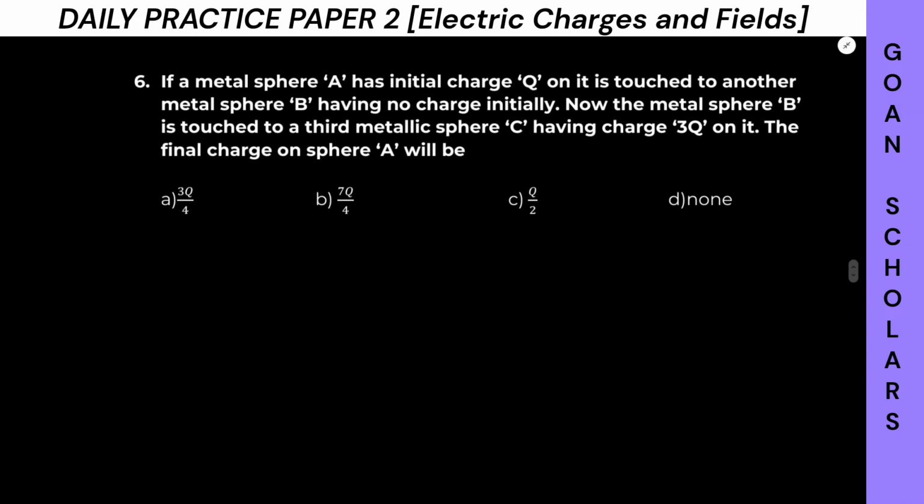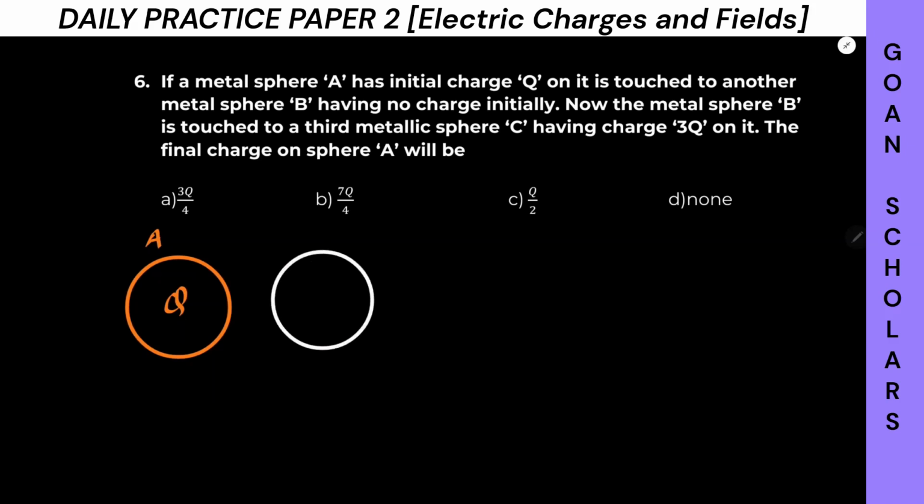If a metal sphere A, so let's draw a metal sphere. Initially this is our metal sphere, let's call this A, with initial charge Q on it. It is touched to another metal sphere B having no initial charge. Let's draw B here, with no charge initially. Now the metal sphere B is touched to a third metal sphere C having charge 3Q. Wait, this is similar to question number 5.